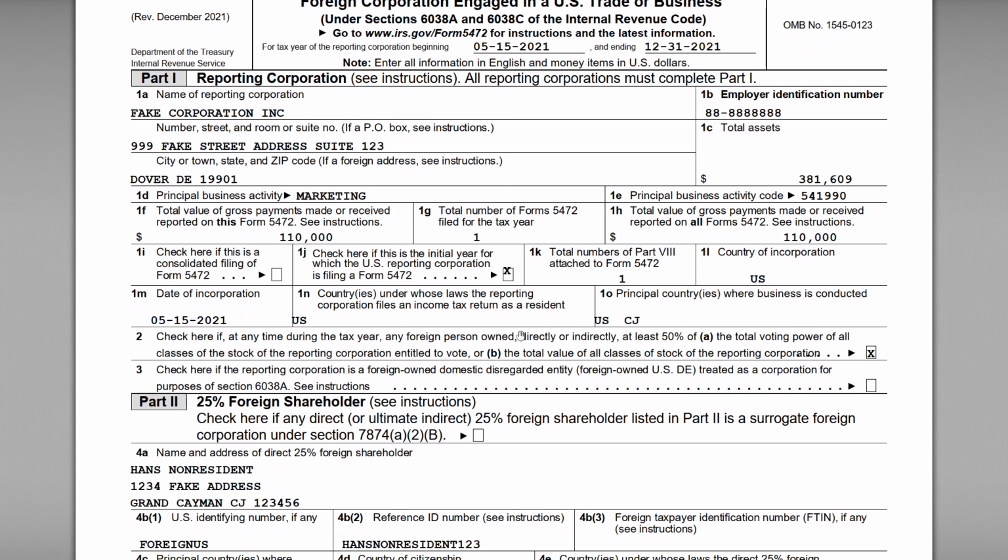Now, total assets are going to be total assets of the reporting corporation. So this number you can find on your balance sheet, obviously, or it's even disclosed again on page 1 of the 1120. Principal business activity code and activity, so we're in the marketing space. Now, 1F and 1H, you note the $110,000 here. We'll come back to this. This is the total value of the gross payments that we're going to find on Part 4. So when we go to Part 4, you'll see where we're pulling those numbers from.